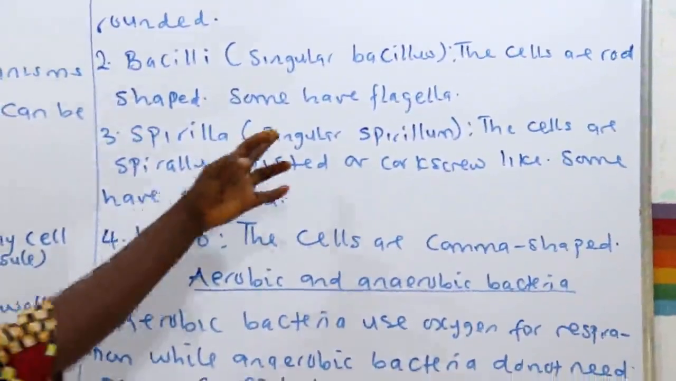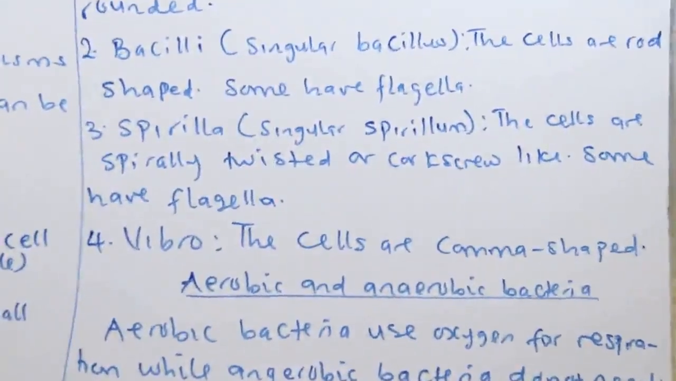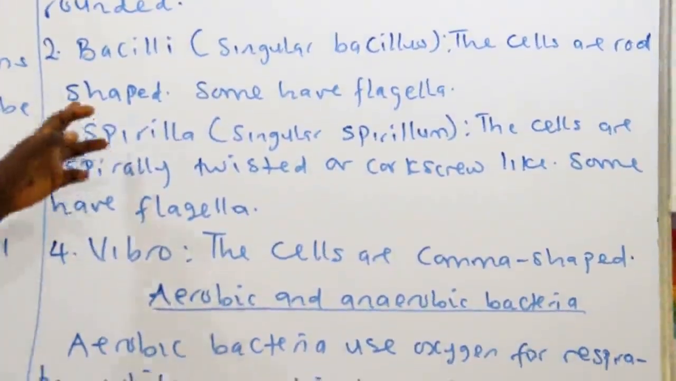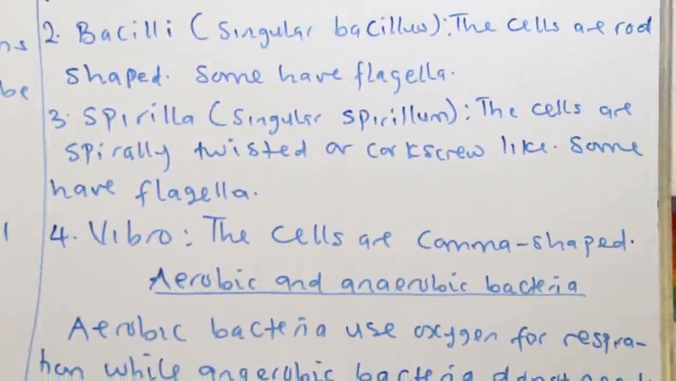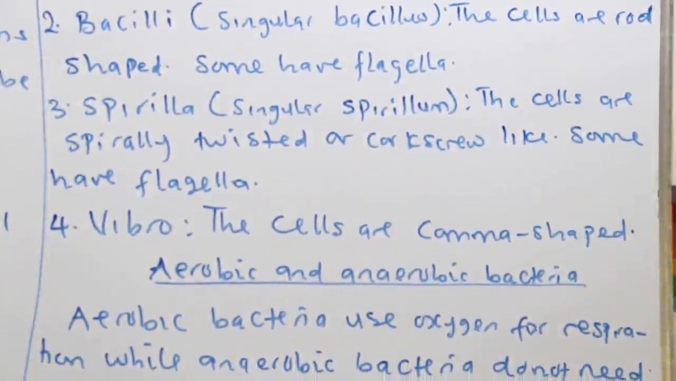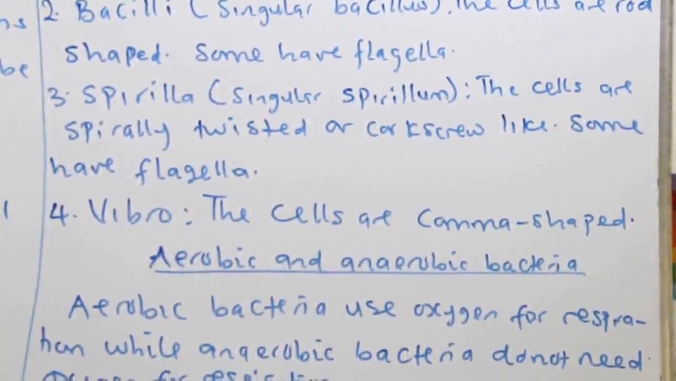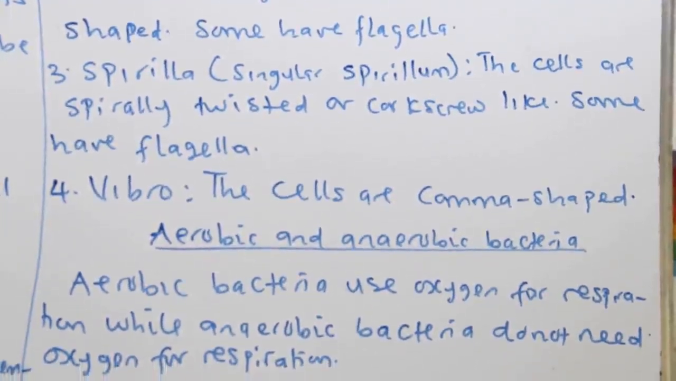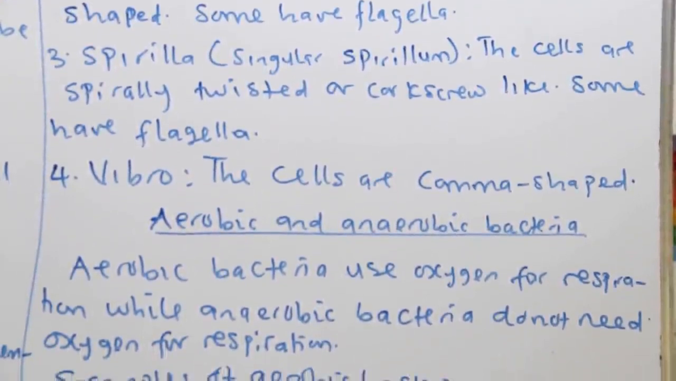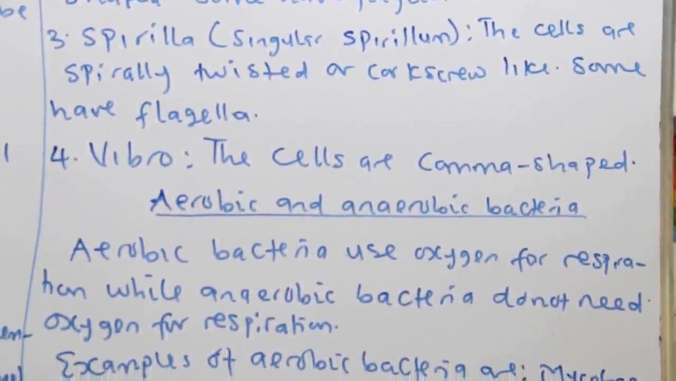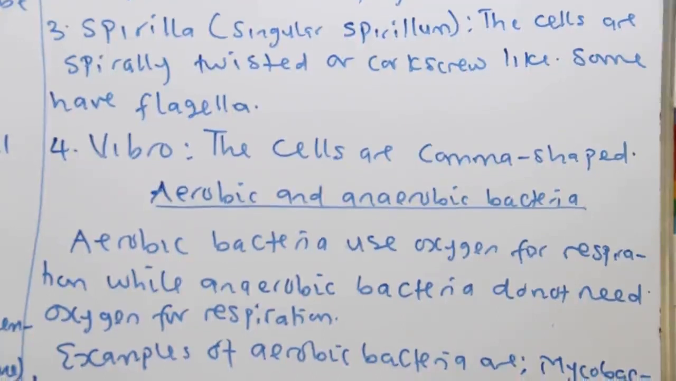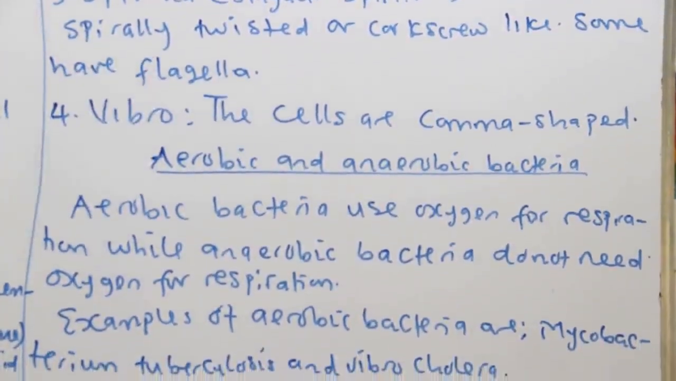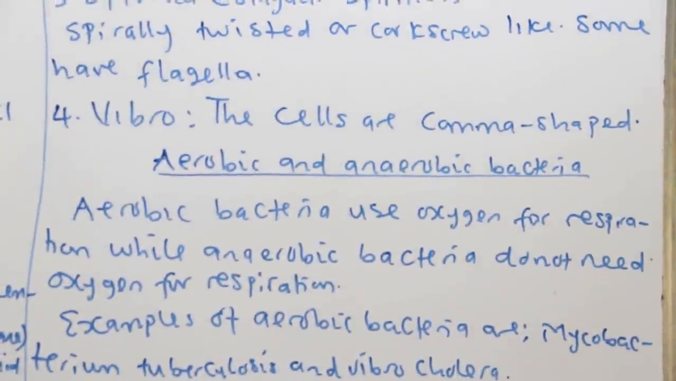Some of them have flagella. Remember, flagella are whip-like structures that organisms use for movement. So some of the bacteria that fall under the shape bacilli have flagella for their movement. The number 3 there is the spirilla, which is called spirillum in singular. These bacteria are twisted, and they have a corkscrew shape. Like if you look at the cork of a soft drink bottle, usually the mouth of the cork is twisted. That is just the spiral shape. That is the shape of that bacteria.